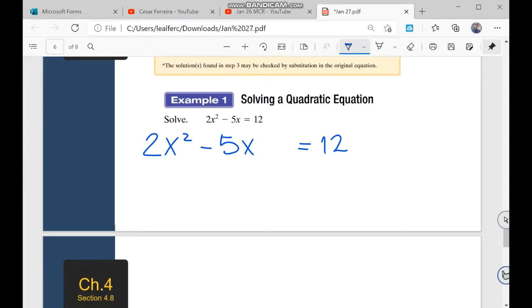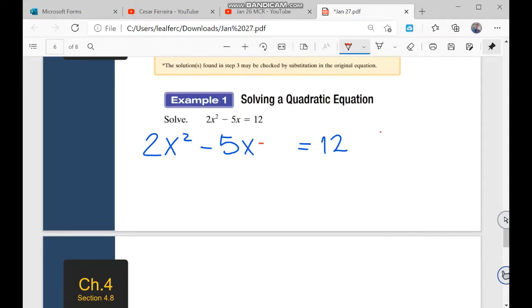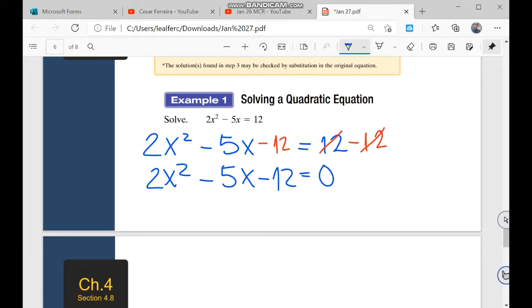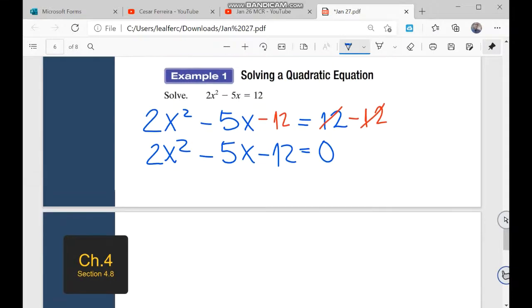We will subtract. This is the application of the addition property of equality, and we can subtract 12 from both sides of the equation because we can simplify, and then we will have as a result 2x squared minus 5x minus 12 equals 0. Great! See? Now the equation is in the right form. Factor completely. Remember, apply the factoring techniques.